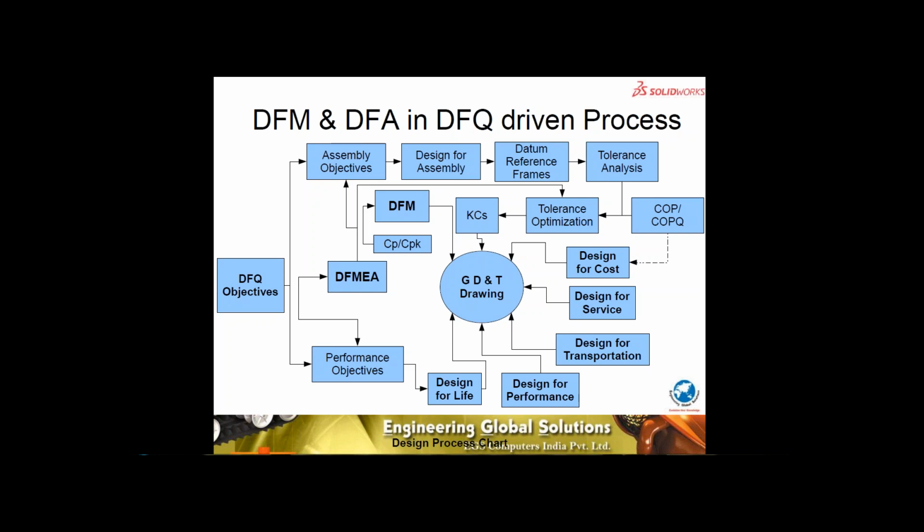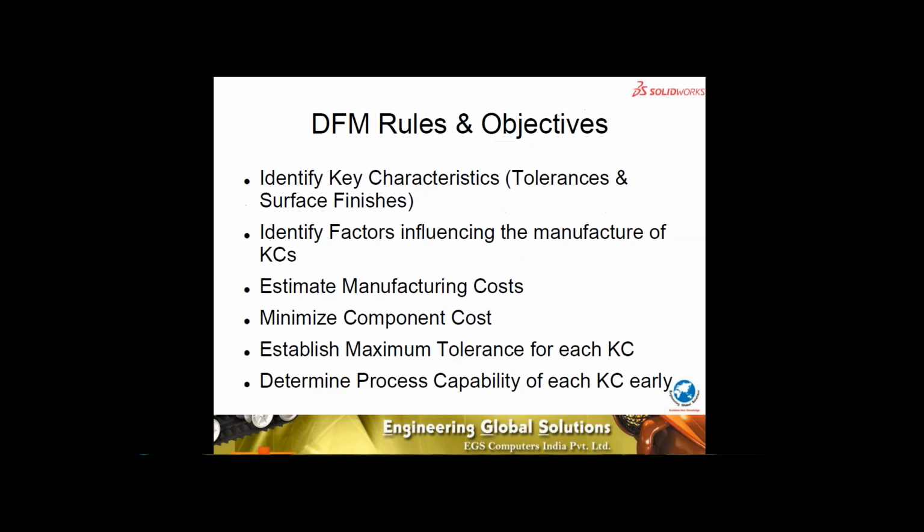Now, the DFQ process starts with the definition of the quality parameters that we take as measurable objectives, as the quality inspectors would want to go by. Now, when you classify this into two, the assembly objectives is where the DFM and the DFA come into the picture. That's what we are going to talk about in this presentation.